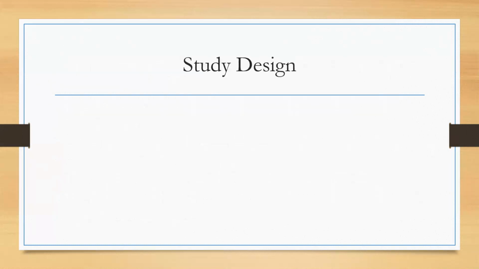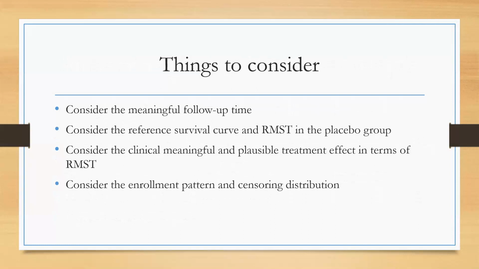So firstly, let's think about study design, okay? We have to consider many things if you want to design a study based on RMST. For example, what is the meaningful follow-up time, the clinically meaningful time window? For some cancers, if people still survive during five years, then probably the patient is considered as cured. In that case, probably you want to choose the time point tau as 5 years. So you have to consider what is the clinically meaningful follow-up time.